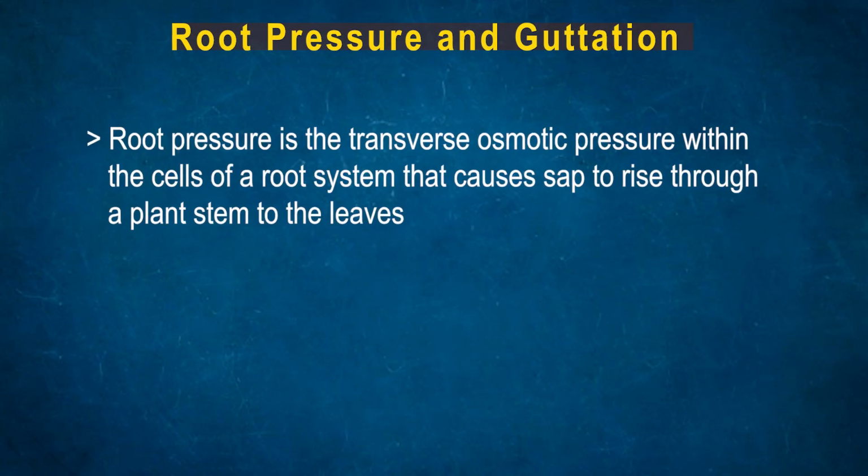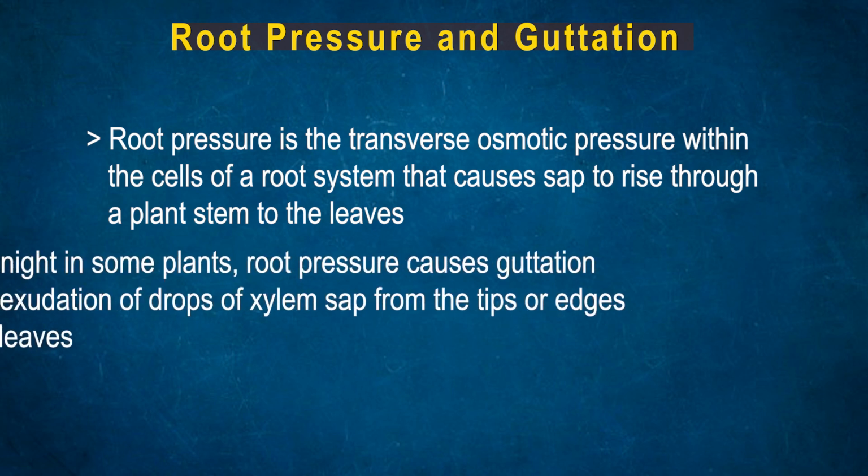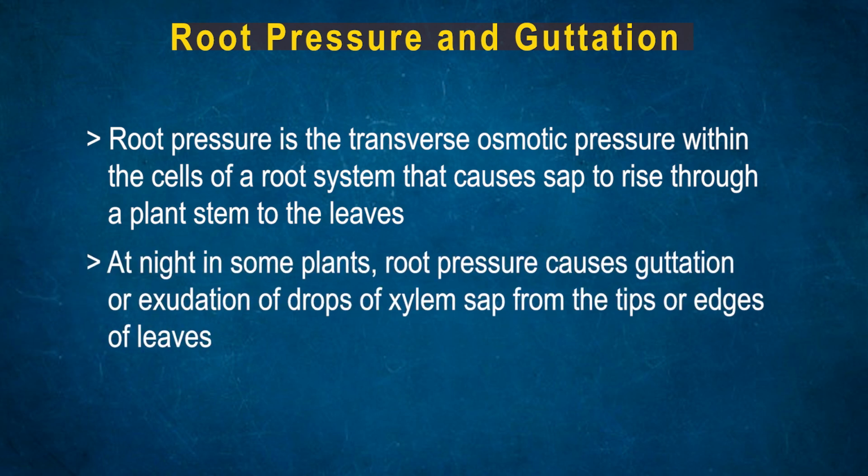Next, another very important topic is root pressure and guttation and its significance. So what is root pressure, right? Root pressure is transverse osmotic pressure within the cells of the root system that causes the sap to rise through a plant from stem to leaves. At night, in some plants, root pressure causes guttation. So what is guttation? That is exudation of drops of xylem sap from the tips or edges of leaves, okay? And this sort of guttation is actually observed in some grasses as well as in different types of fungi.